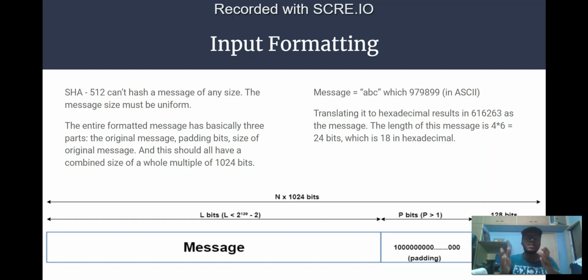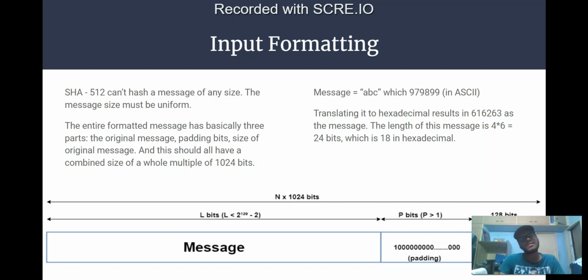So the message size must be uniform, and we do input formatting. The input formatting consists of padding, and at the end we append the size of the message in the form of hexadecimal for the last 128 bits, and they should all have a combined size that is a multiple of 1024 bits.